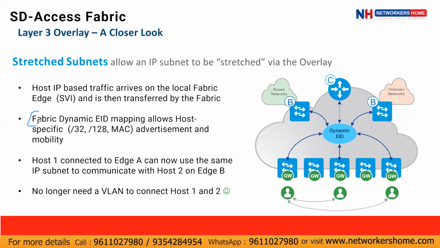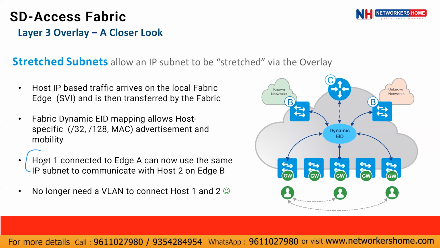The fabric dynamic EID mapping, as I told you: when any endpoint connects, it will make the entry as the /32 IP address rather than entering the entire subnet. And if it is IPv6, it will be /120. This makes the mobility part easier in the fabric, and we have a track of everything. When a specific host moves to another switch, the control plane knows that this specific endpoint is connected to another edge switch and has disconnected from this specific switch.